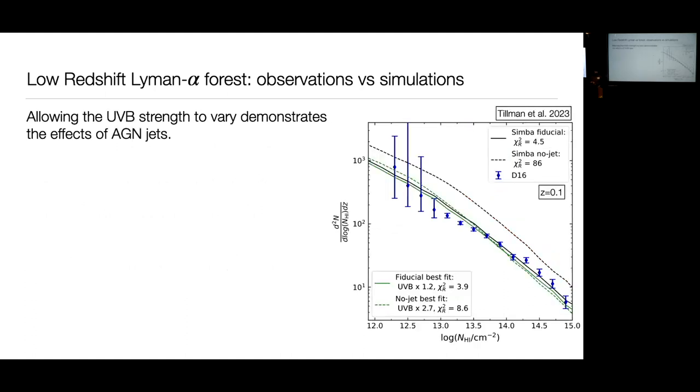But now let's consider varying the UVB, because you might say, what if we can just lump all this into the UVB? Why do I have to put AGN jet feedback into my simulations?